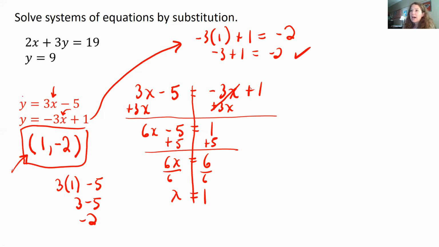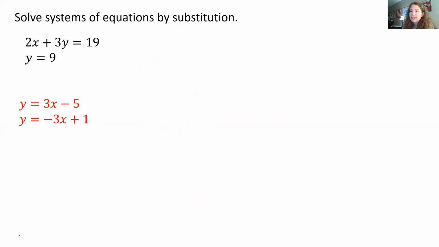Once again, if I graphed these two equations on a coordinate plane, they would intersect at this point, (1, negative 2). That's the only place they'll ever intersect. Whatever the solution is, it's the point of intersection.